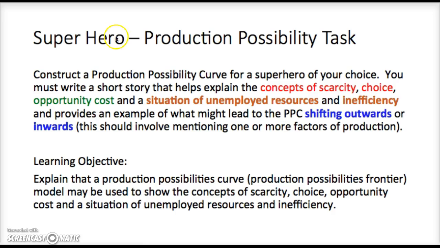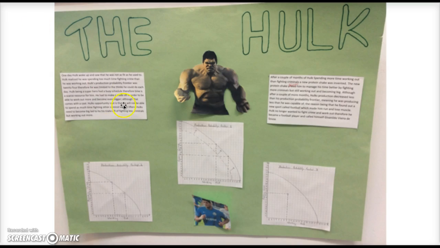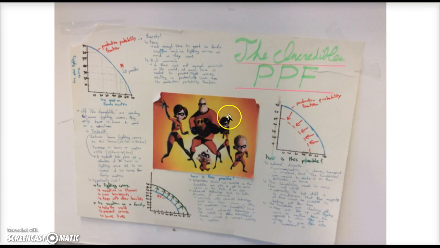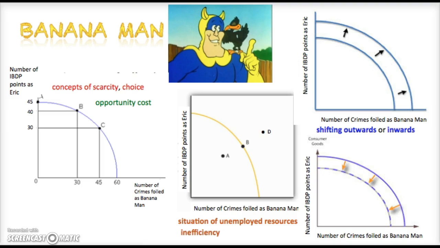This is going over the presentation that you've got below that you can see a link to, so you can have a look at this whenever you want to. You don't have to watch this video to have a look at these things. If I flick on to examples from previous years, people have done Spider-Man, and you can see they've done the diagrams and they've got explanations. The Hulk, same again, explanations and diagrams showing those things on the production possibility frontier. Same with the Incredibles.